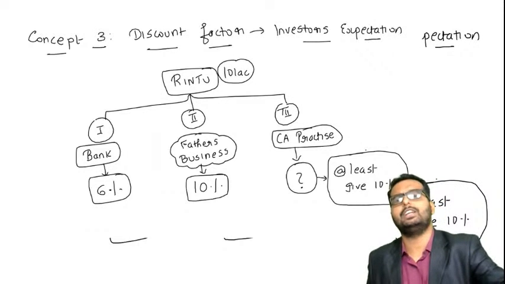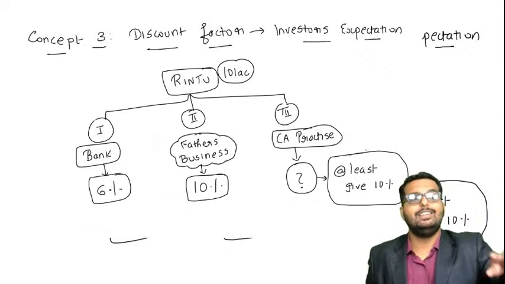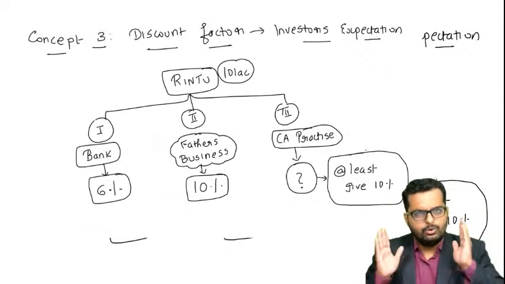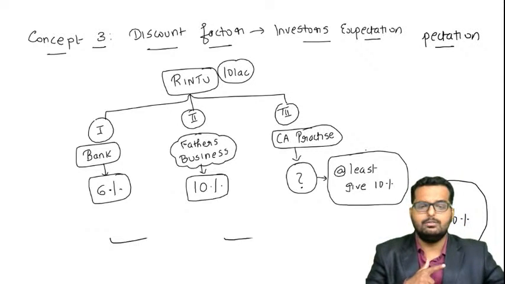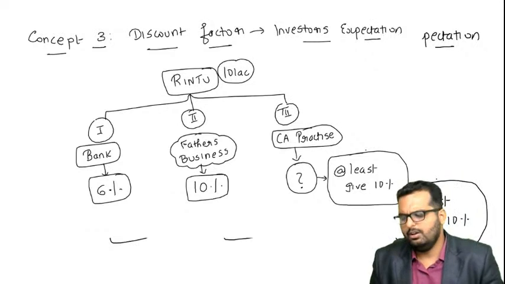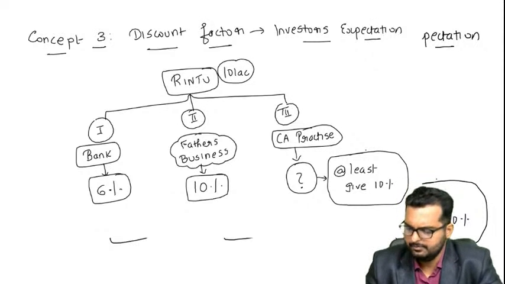So investor's expectation is nothing but the opportunity cost, or the cost of the next best foregone alternative. Here, if I don't do CA practice, I can join my father's business. There I can get 10%. Can you write down till here in your books now?